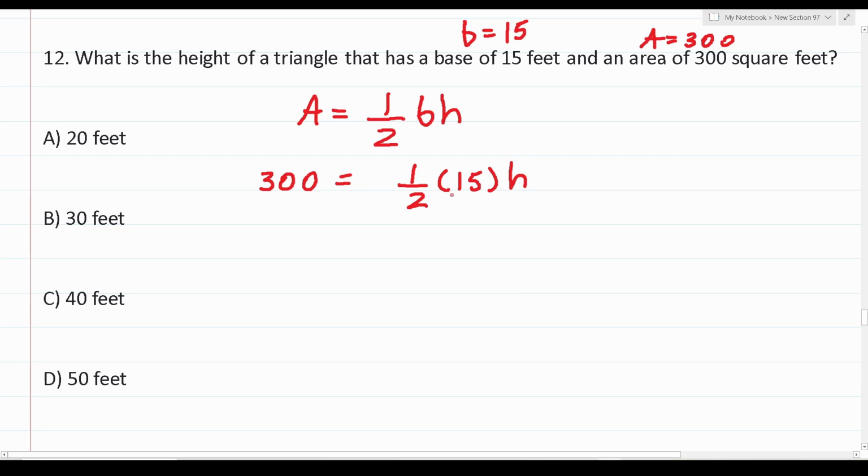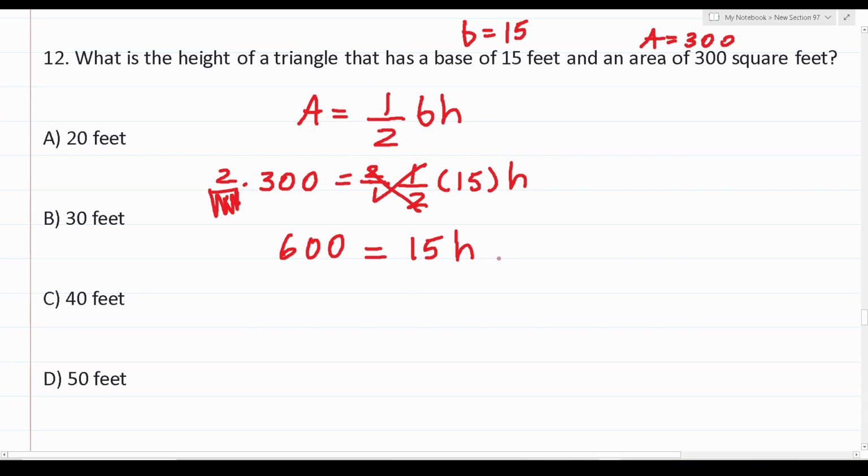Now, a lot of people would get stuck right here because they would do 1/2 times 15, which would be 7.5. Well, that's actually the wrong way to approach this one. Let's clear this fraction of 1/2 from this side of the equation by multiplying it by its reciprocal, notably by 2 over 1. And we have to do that to both sides of the equation. This crosses out here and here, and this just leaves you with 15 times h on this side. And this is actually very easy to do. Again, 2 over 1 is the same thing as 2. So this is really just 2 times 300, which is 600.